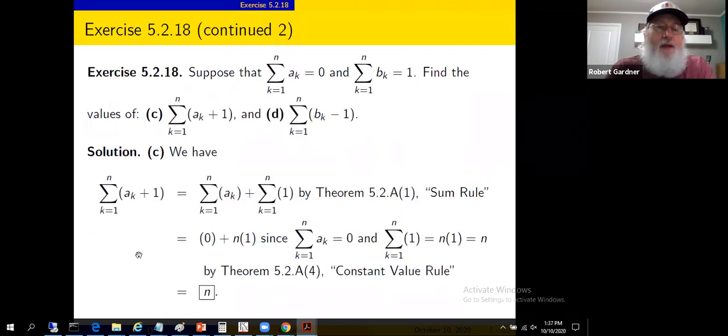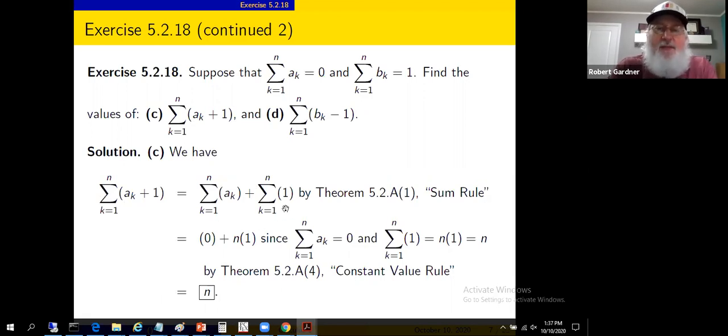Part C, consider a sum from k equals 1 to n of a sub k plus 1. Okay, now this plus 1 is inside the summation, so be careful with the notation. This one's a tiny bit more involved. Well, the sum of a sum is the sum of the sums. So it's almost as if we were distributing the sigma symbol. It's not distribution, it's the sum rule that we're using from theorem 5.2.a.